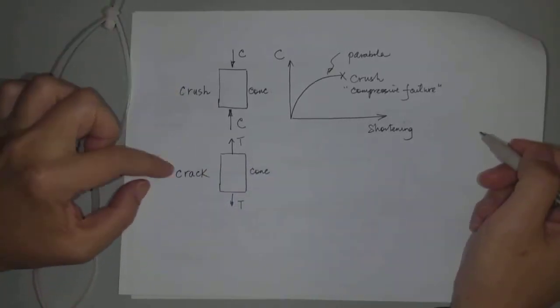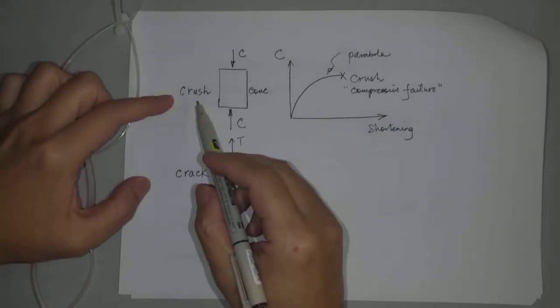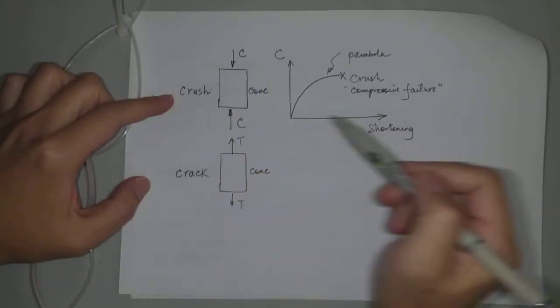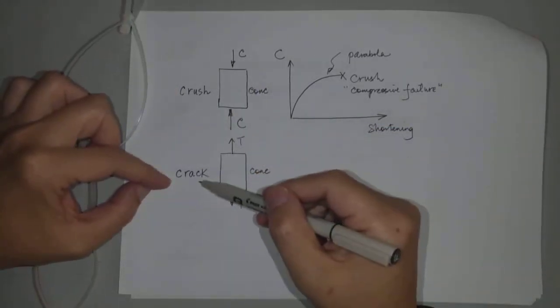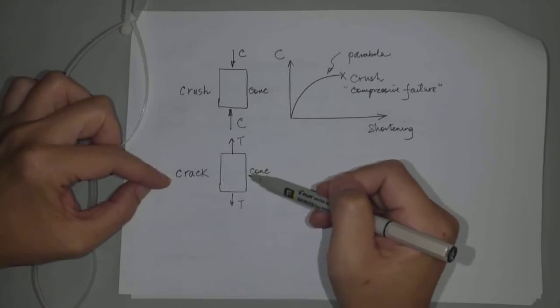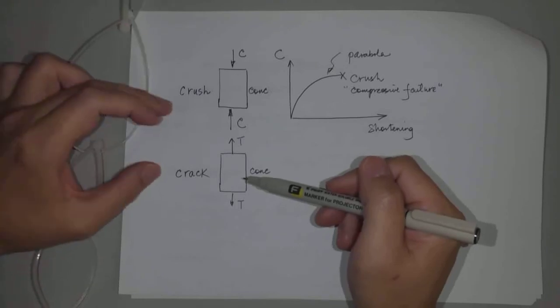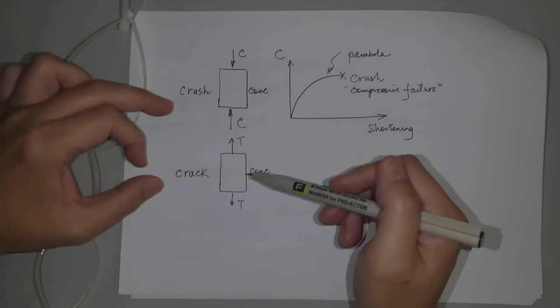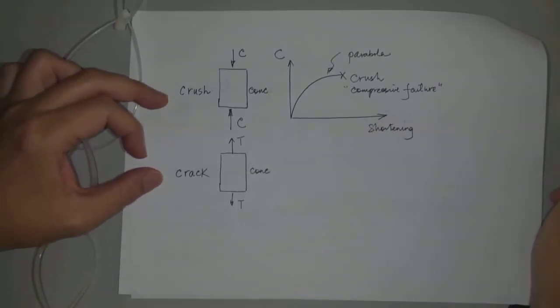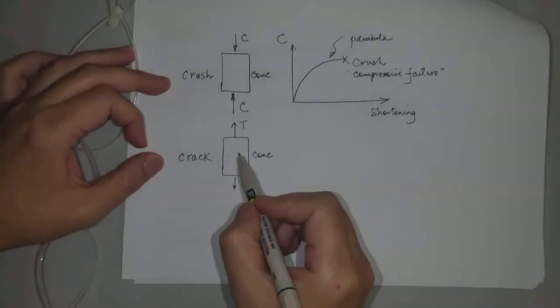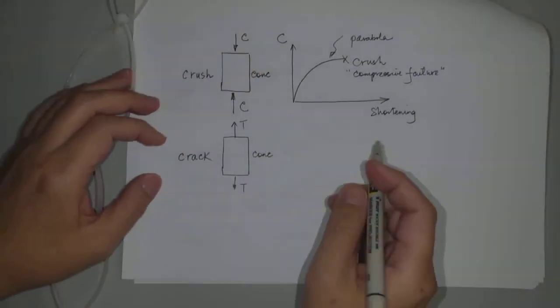Don't mix up these two words. Crush is only when concrete is under compression. Crack is the word you use when the concrete is in tension. So don't mix up these two words. Completely different. So when you try to pull a piece of concrete, it cracks.